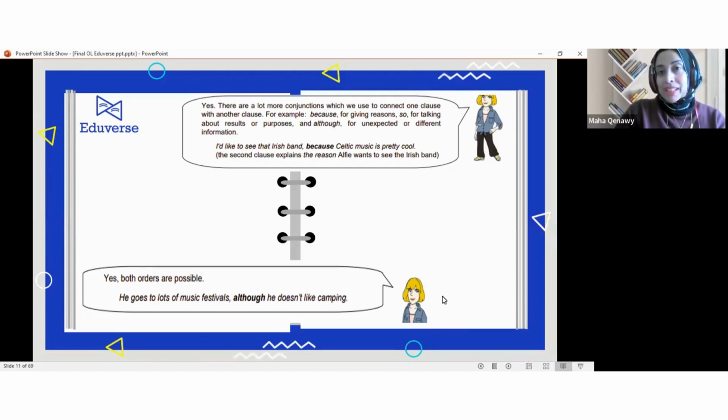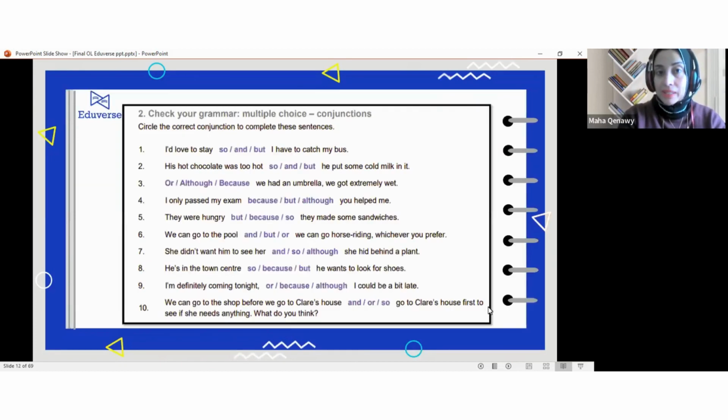Now it's using the conjunctions because, although, and so. We use them to form or to connect or link two sentences between which we find some sort of a relation like result and reason. Let's see. For example, I'd love to stay. I have to catch the bus.